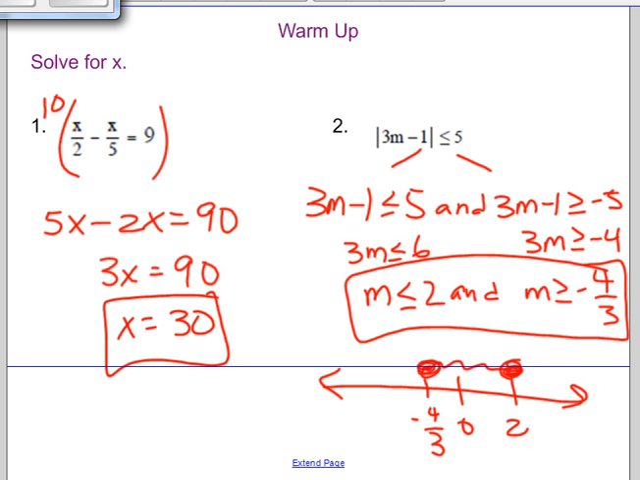All right, guys, welcome back. Here are your answers to your warm-up. You can check your work. Make sure in number 2, the absolute value is already isolated, so you can split right away because if it's a less than problem, you would use the "and" in between, all right?